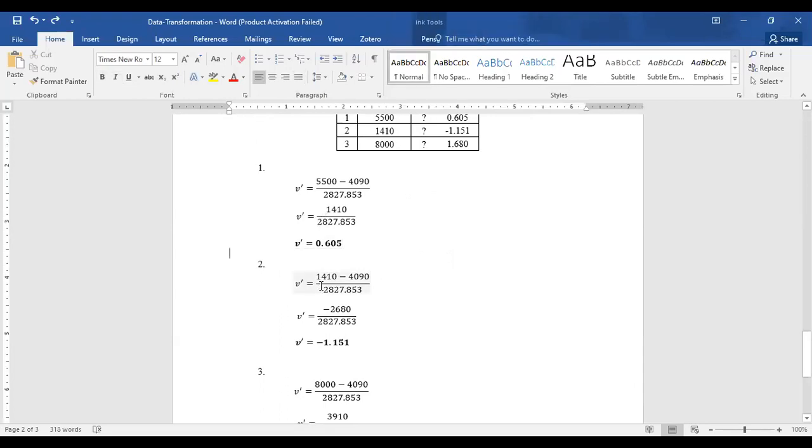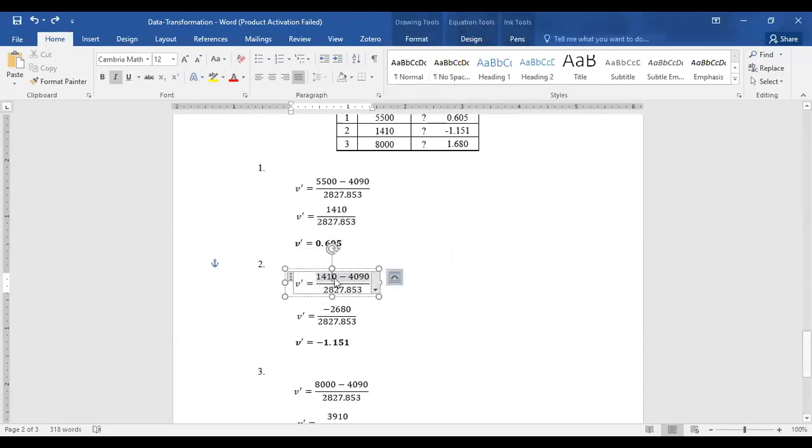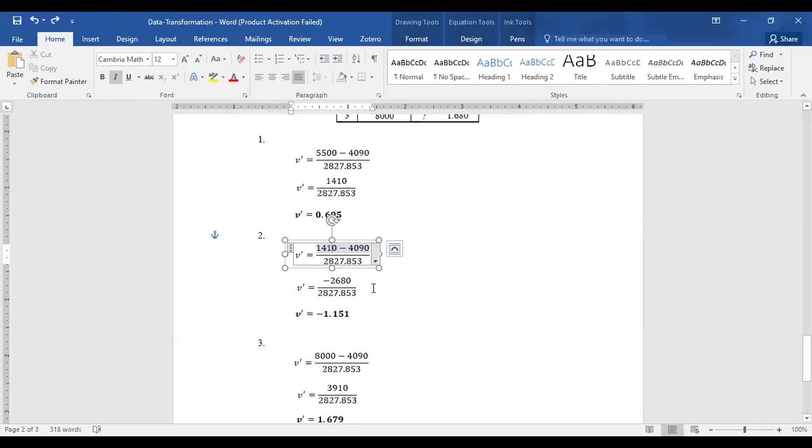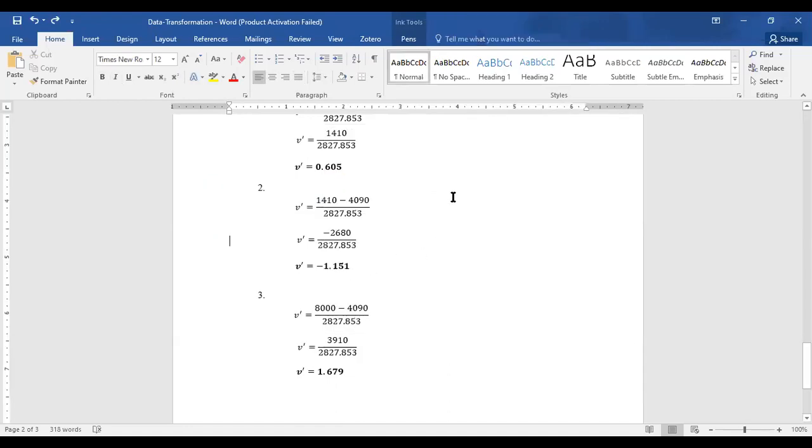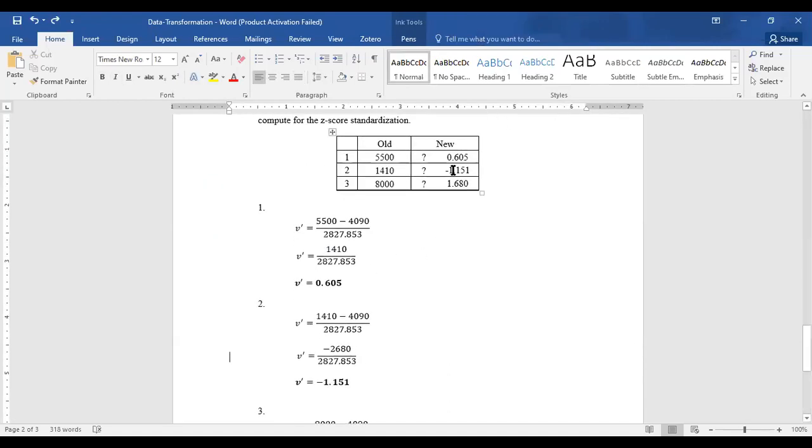So likewise, in our second data set, which is 1,410. So let's transform it using our formula. 1,410 minus 4,090 is equal to negative 2,680 divided by 2,827.853 as the standard deviation, and it is equal to negative 1.151. So let's write again the new value for 1,410, which is negative 1.151.